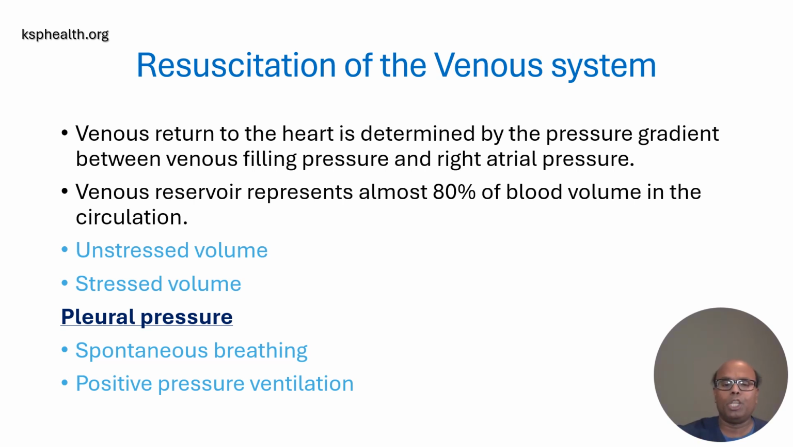Let's focus on spontaneous breathing and positive pressure ventilation. How does it affect the venous system? When you are spontaneously breathing, your intrathoracic pressure is negative. The diaphragm contracts, creating a negative intrapleural or intrathoracic pressure. As a result, the venous blood easily goes into the right atrium, which is the preload for the heart.